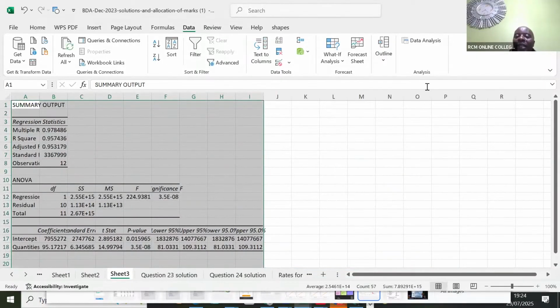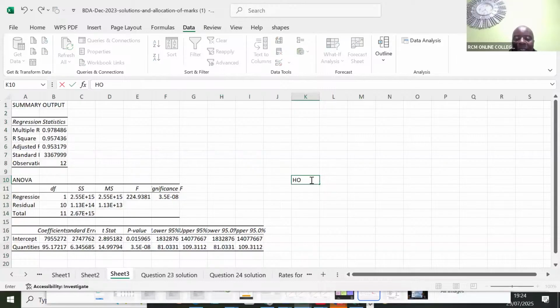Once you say okay, this is where you check whether you're right. You can see we have 95%, 95%, lower and upper. Very important. Now, how do you interpret this table? This table will help me, first of all, to check the significance of the model, how valid the model is.